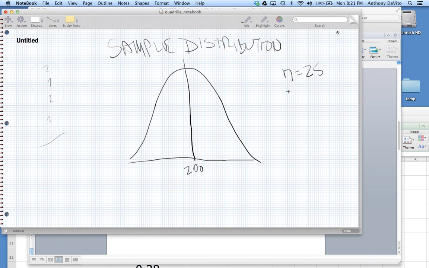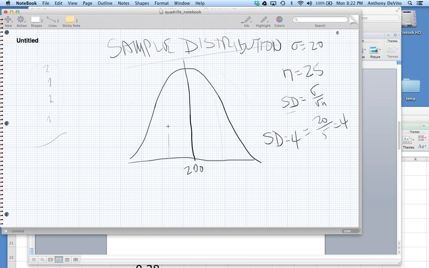Well, now, remember, the standard deviation of the population was 20. What do I think the standard deviation of the sample distribution is going to be equal to? Anybody remember the formula? Okay, it's going to be sigma over the square root of n. Or in other words, it's going to be 20 over the square root of 25, which is 5, which is equal to 4. The standard deviation of this distribution is 4.